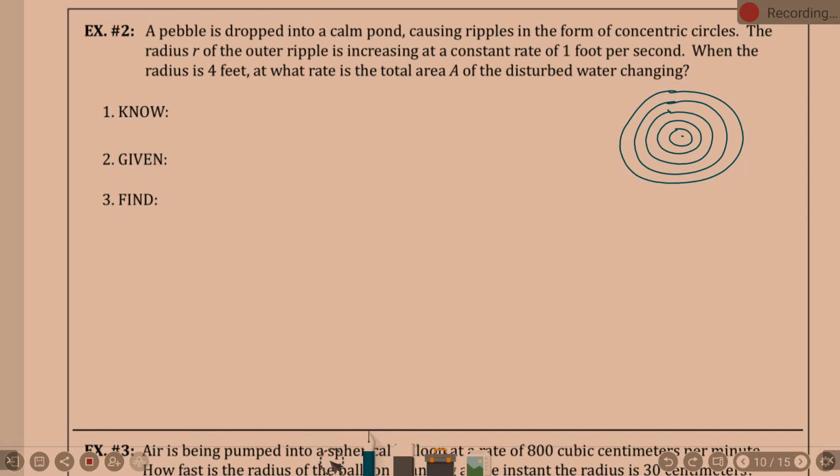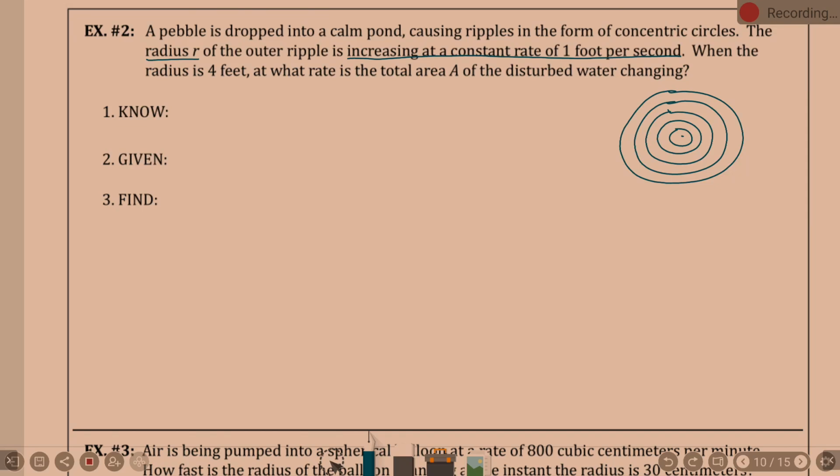Not that there's really much I need to label on the picture, but what can you pick up from here? I heard you: it's increasing at a constant rate of 1 foot per second. What is it? The radius of the outer ripple. Okay, so the radius is increasing at a constant rate.